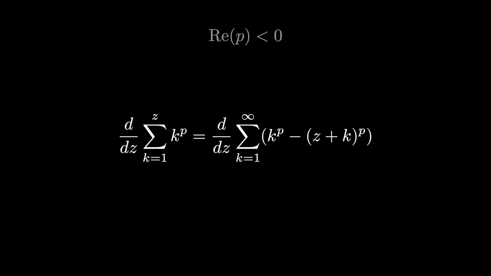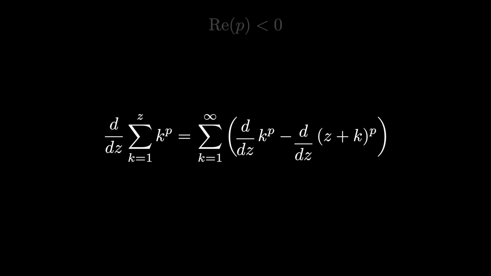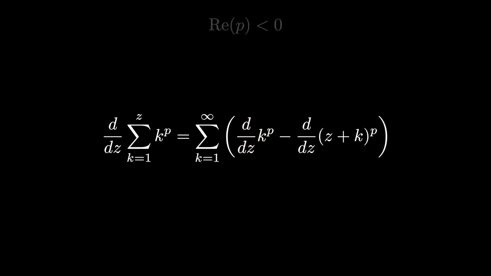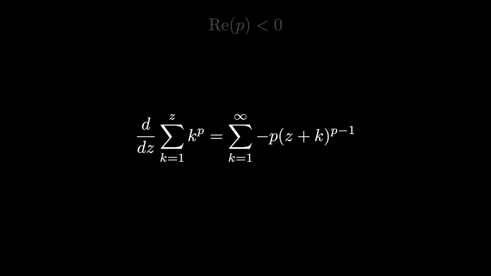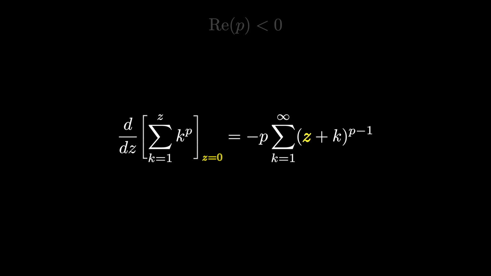So, putting aside concerns about interchanging limits for now, we can distribute the derivative inside the sum. This first term is a constant, so its derivative is 0, and the remaining derivative is just a simple case of the power rule. Now we can take this factor of -p outside the sum, and voila, we have a nice formula for the derivative of this sum. Hang on a second, this feels kind of familiar. What happens when z is 0?